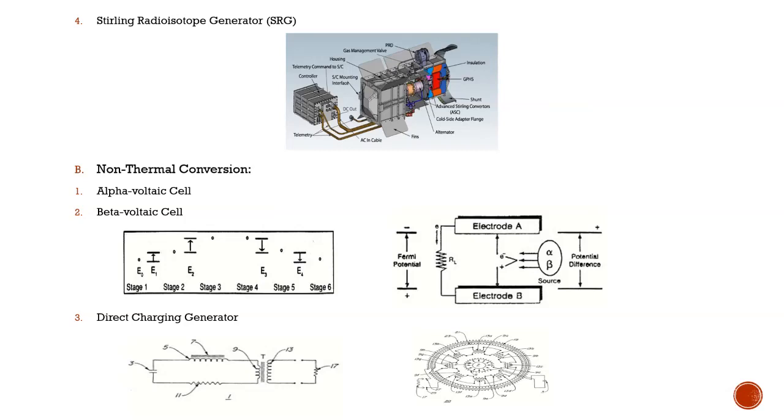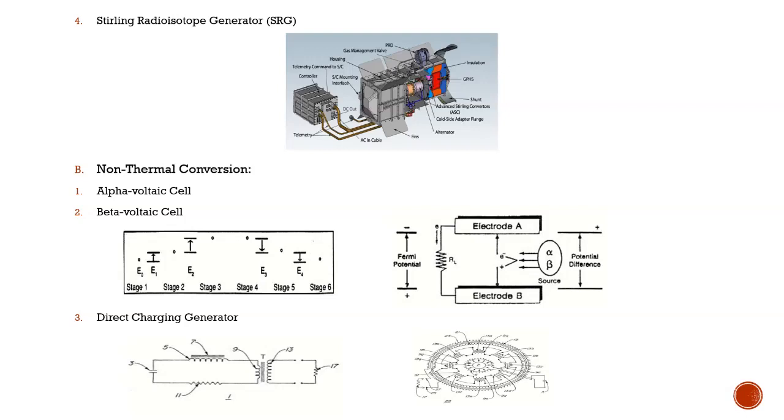Suppose alpha particles from the alpha particle emitter are emitted towards the PN junction of the semiconductor material. Then it will absorb them and convert them into a portion of energy, and direct that energy through the electrodes, creating a potential difference. It will direct the energy into the loads of the system, so it will create electricity.